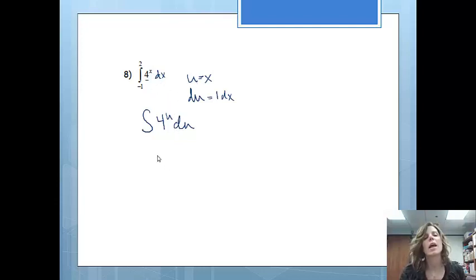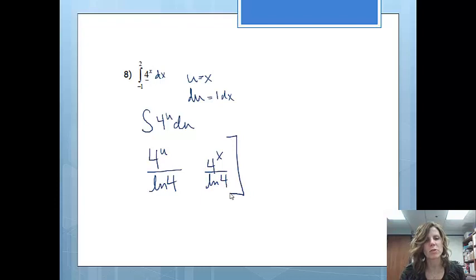So anyway, the integral of 4 to the u is 4 to the u. So 4 to the u over the natural log of 4. So this will be 4 to the x over the natural log of 4. This time I'm not going to put plus c because I actually have limits, so I'll evaluate it at 2 and negative 1. So if I plug 2 in, I will get 4 squared over natural log 4, and then minus, if I plug negative 1 in, I'll get 4 to the negative 1 over natural log 4.